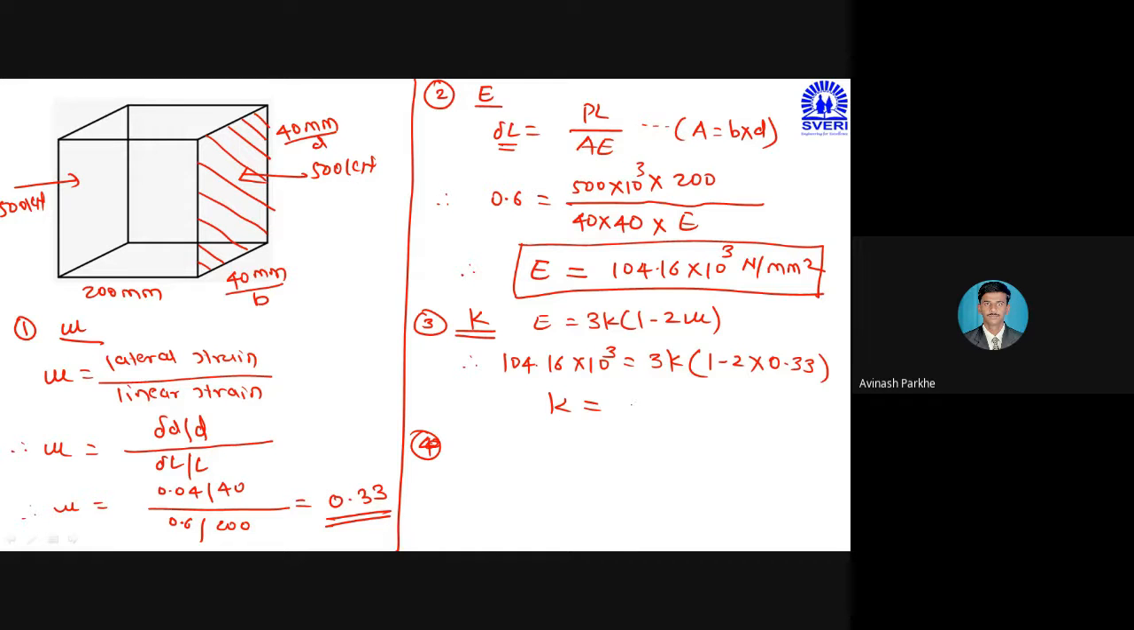K is equal to 104.16 into 10 raised to 3 divided by 3 in bracket 1 minus 2 into 0.33. What will be the value of K? Please tell me the answer.